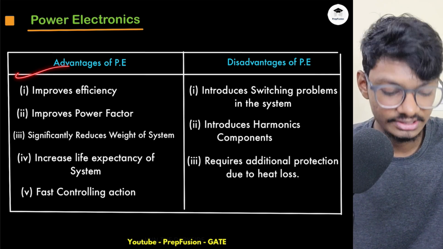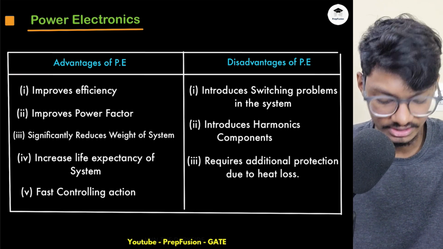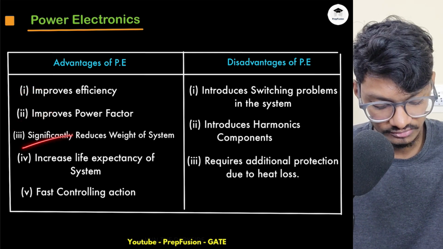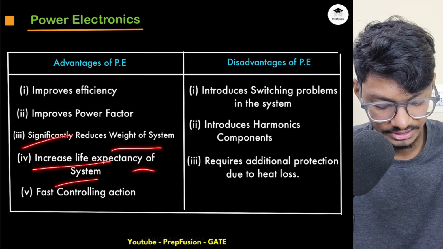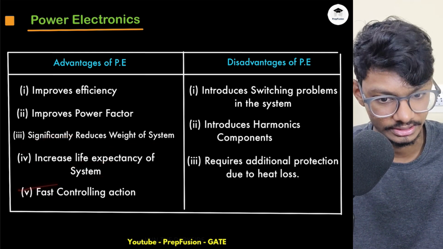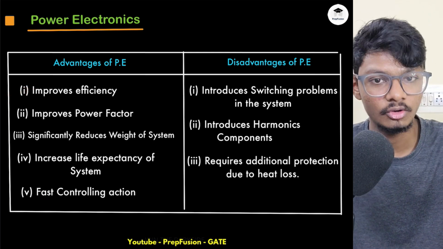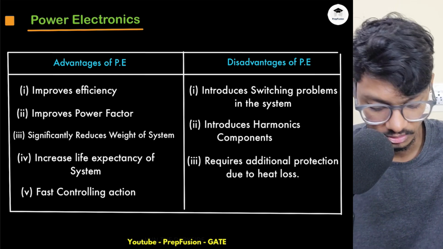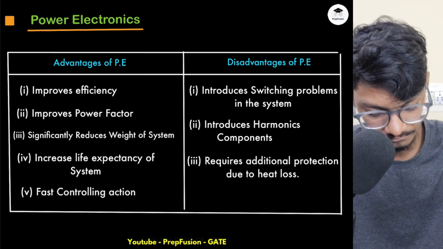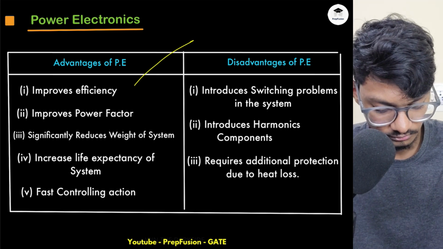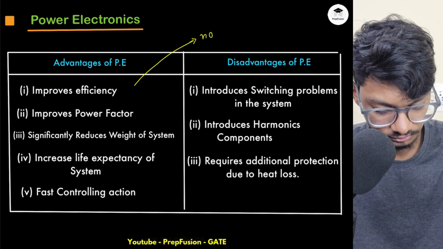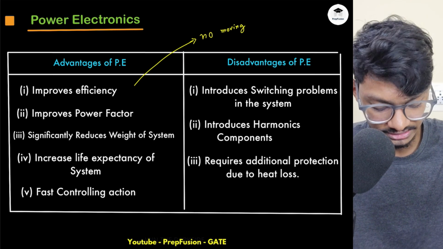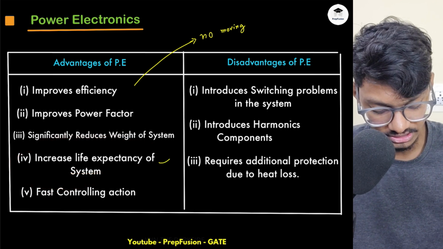So now the advantages and disadvantages of power electronics. The advantages: it improves efficiency, improves power factor, significantly reduces the weight of the system, increases the life expectancy of the system, and gives fast controlling action. So how does it improve efficiency? Because there is no moving part in power electronics. The switches have no actually moving part. So I will write here: no moving part. That's why efficiency increases, and that's why the life expectancy also increases.